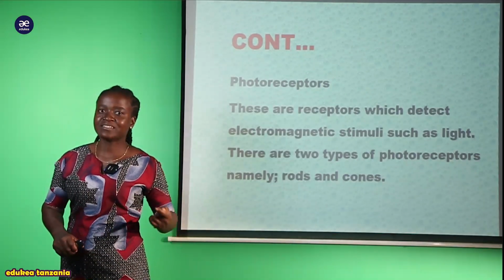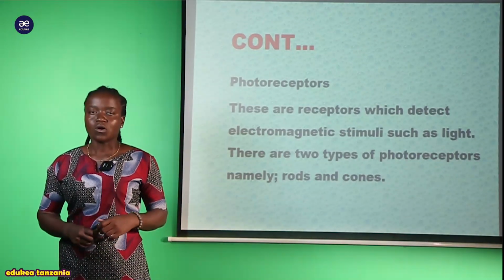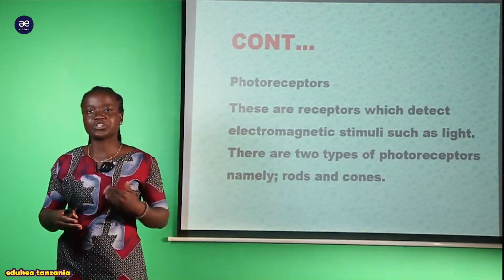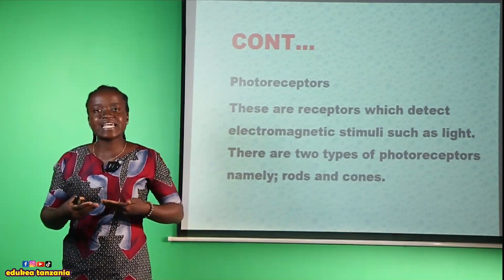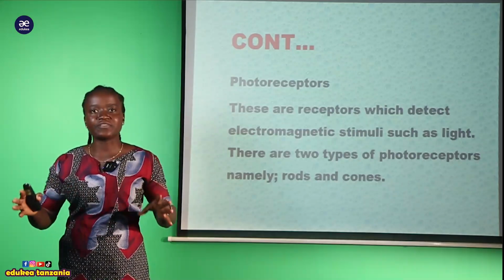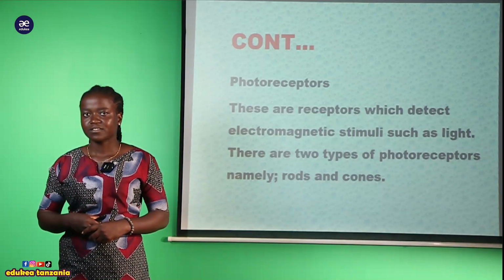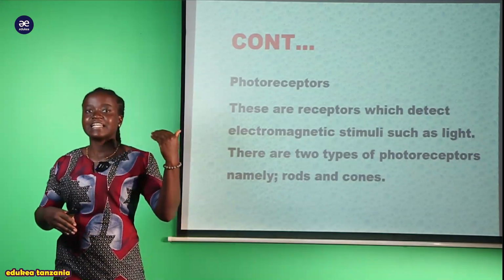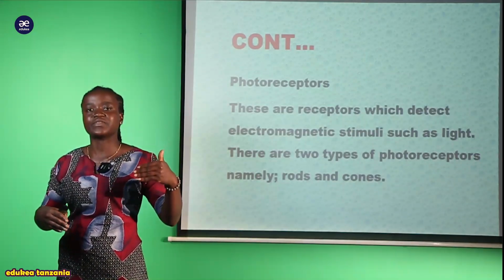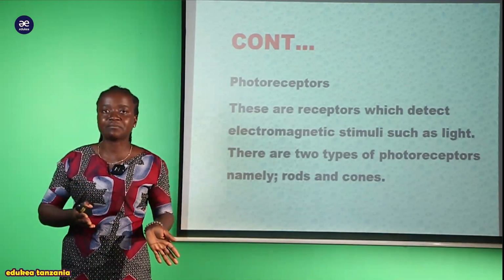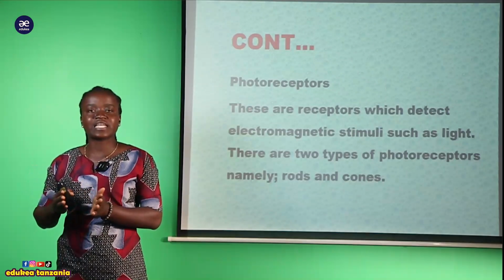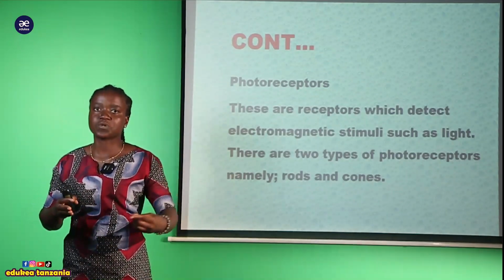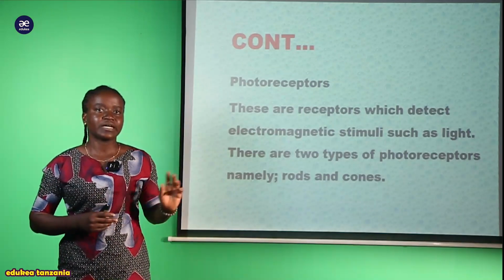And photo means light. Probably here we are saying that the function of this photoreceptor is to detect any kind of light that is occurring within the environment. So we have this photoreceptor that helps to detect light or changes that are occurring within the light, either it is dim, or it is daytime, and so on. So this photoreceptor will be responsible for that.